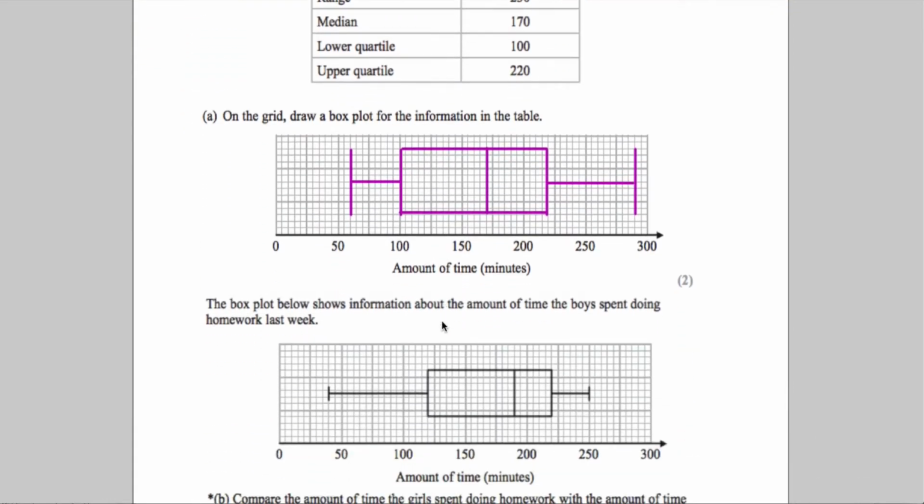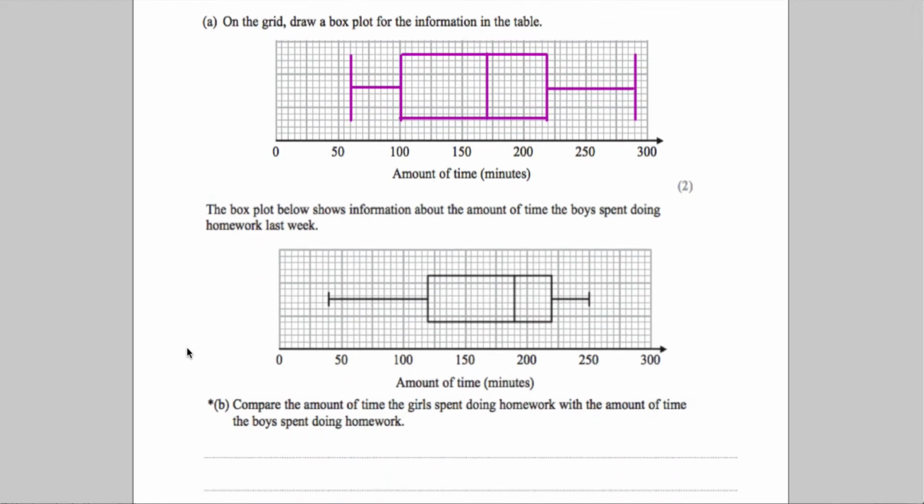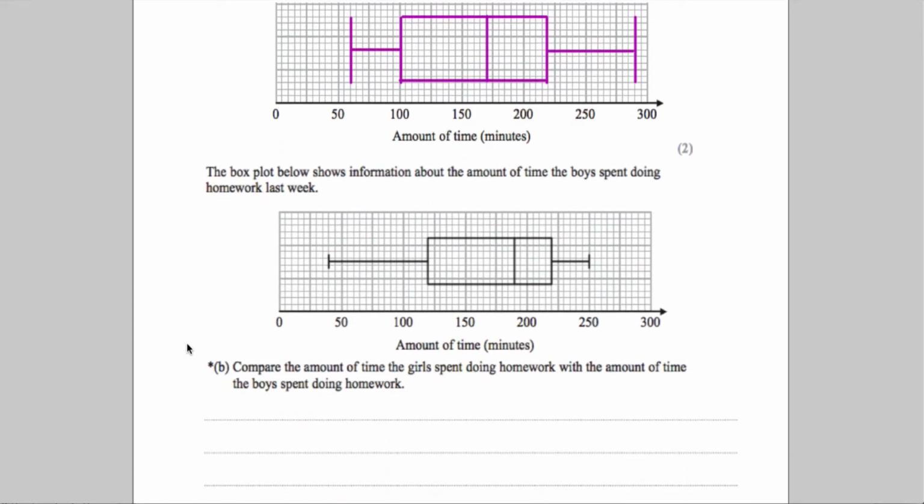Now if we scroll down a little bit, it tells us that the box plot below shows the information about the amount of time the boys spent doing homework. I'm just going to annotate that. This is the boys. And up here we had the girls. Then the next part with the star, meaning we've got to explain ourselves clearly, it asks us to compare.